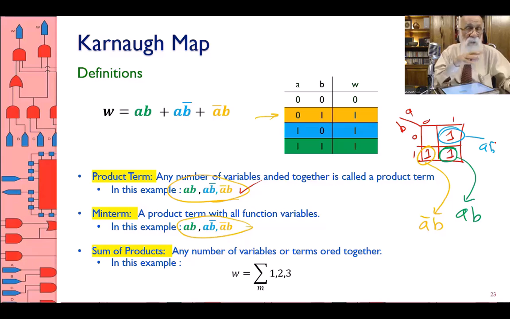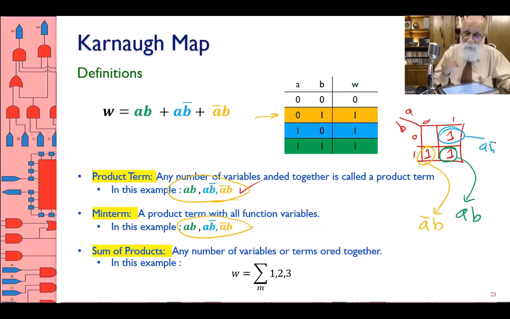So, a product term is anything where one or more variables are ANDed together. That's a product term. A minterm is a product term that has all the variables, usually obtained directly from reading rows of the truth table or single boxes of the Karnaugh map. Summing them, that's a sum of product.